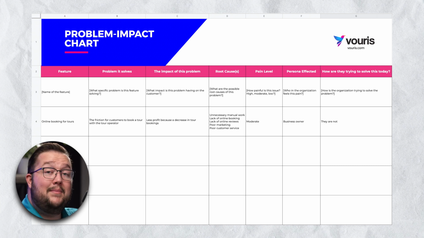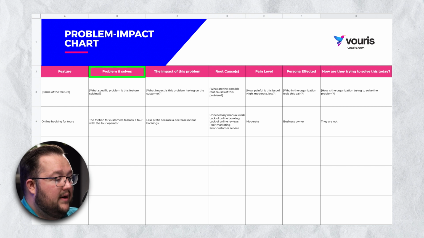The second column is the problem that that feature solves. Really important here, because what you want is to understand the actual fundamental issue that that feature is working to solve for your prospect. That way you can actually speak to it in a way that's meaningful.